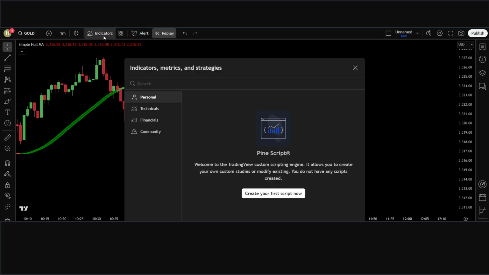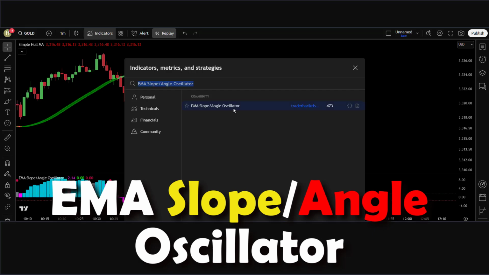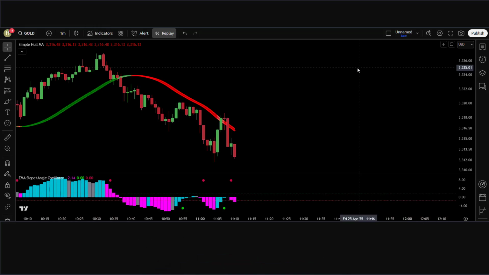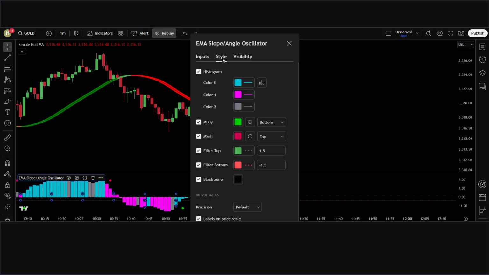After that we have to apply another indicator on the chart. Second indicator name is EMA slope/angle oscillator. Keep the indicator setting as I have shown here.